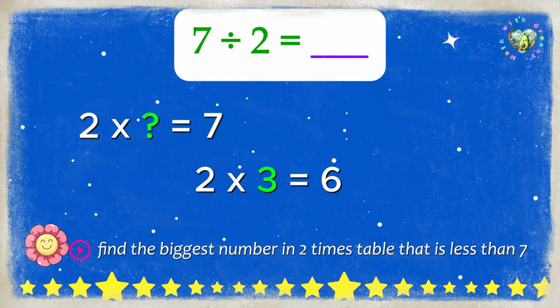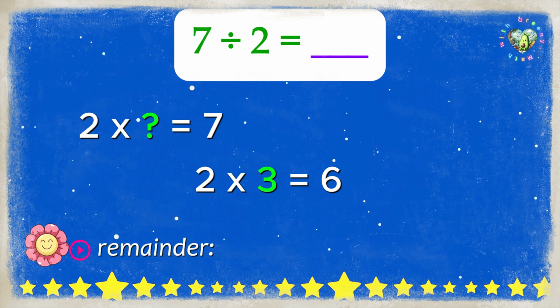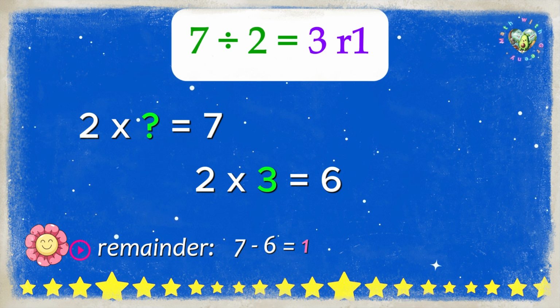You've got it! Now, the remainder is what's left. Take the 7 and subtract the 6. 7 minus 6 equals 1. So, 7 divided by 2 equals 3 remainder 1.